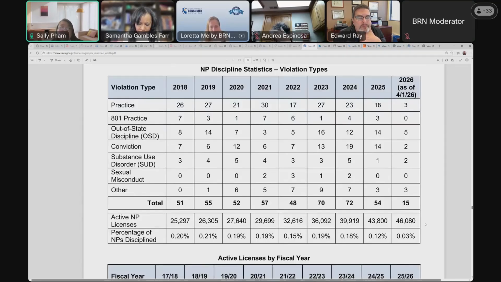In conclusion, despite the rapid expansion of the NP workforce, the rate of violations per NP has remained stable and extremely low, 0.15 to 0.21%. Absolute violations increased modestly, but this rise is fully explained by the workforce growth. There is no evidence of increased per capita risk.